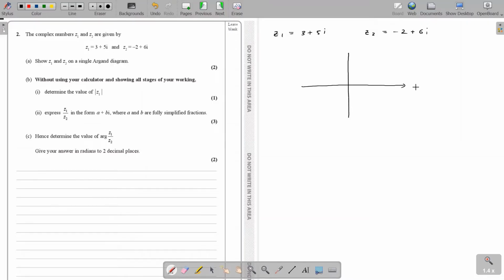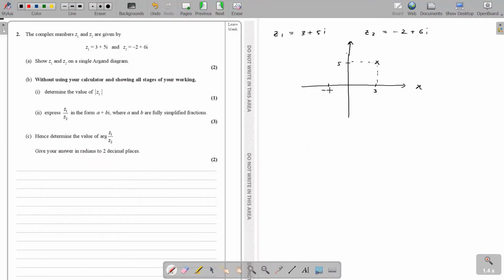So first, on this side, this is the x-axis, this is the y-axis. x is the real axis, y is the imaginary axis. So what's the first coordinate? Real coordinate 3, imaginary coordinate 5. So you can mark 3, 5, right? Are you okay with that? Okay, so 3, 5, and the other one?